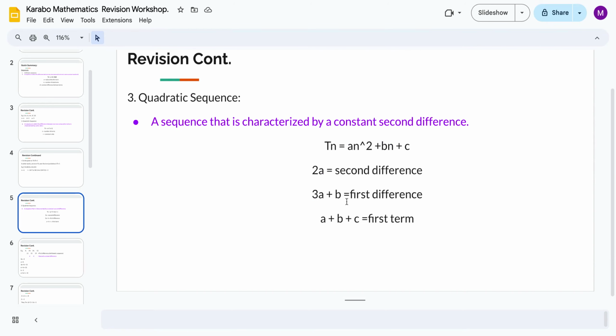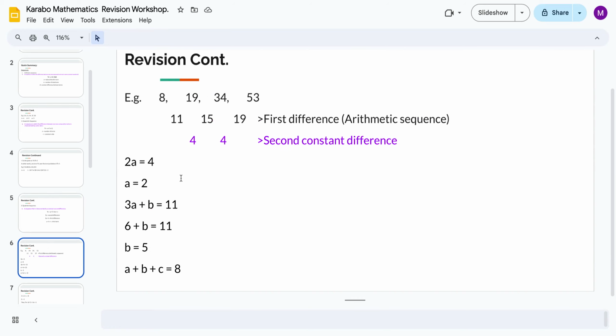3A plus B is my first term of my first difference. So I say 3A plus B is equal to 11. 11 is the first term of the first difference, but I know the value of A because I worked it out just before. So I sub in the 2 there to get 6 plus b is equal to 11. That enables me to get my b coefficient, which is equal to 5.